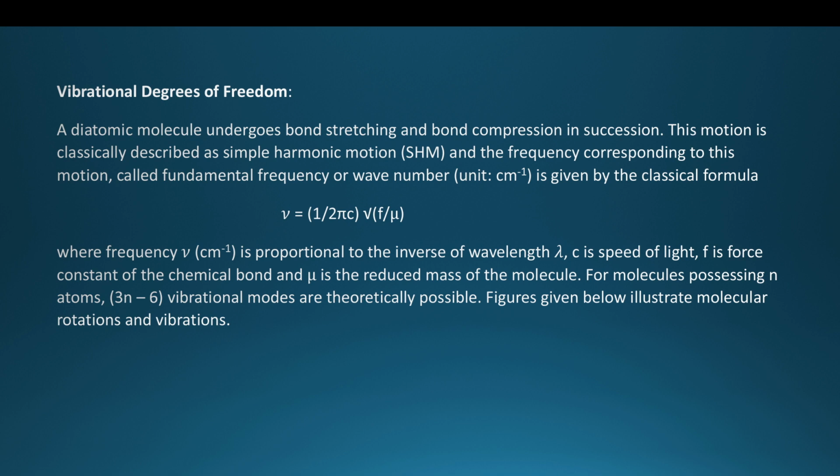Vibrational degree of freedom. A diatomic molecule undergoes bond stretching and bond compression. This becomes one vibration. So if there are only two atoms, the shape could be linear only, and only one vibration is possible, that is bond stretching. If the number of atoms is more than 2 and the shape is linear, then a total of 3n minus 5 normal vibrations are possible. Of these, n minus 1 are stretchings, 2n minus 4 are bendings.